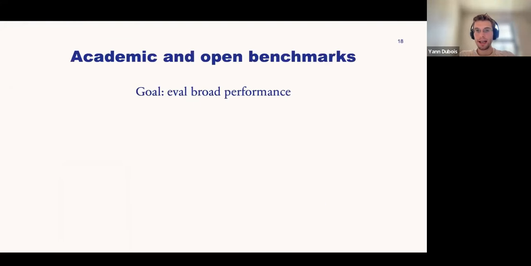So usually in the academic and open source community, I would say that benchmarks are really used for evaluating a broad set of performance. So for example, think about it as having the different open models and maybe ChatGPT, maybe GPT-4 and some Claude models, and you want to know which one is the best possible model at this point. So you really want to have a broad evaluation of the quality of a model.